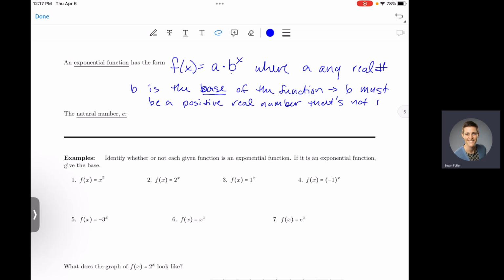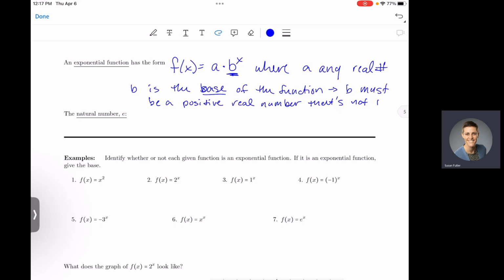That's because if this base were 1, 1 to any power is 1. So if your base is 1, then that function behaves differently than any other exponential. So we kind of put that in its own category. We remove it from exponential functions because it acts differently than exponentials. So your base can be any positive real number that's not 1.